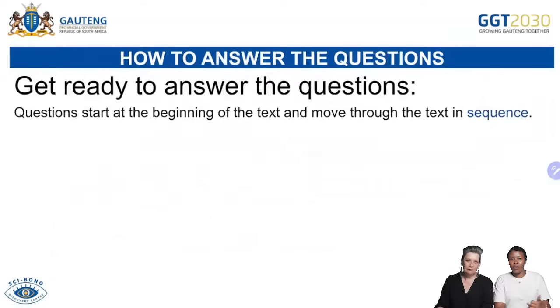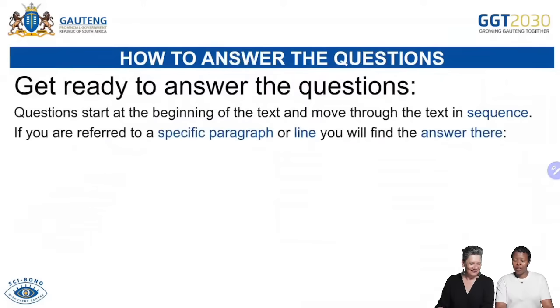There is no way that 1.1 can ask you for something that is in paragraph 7. No. We will look perhaps at paragraph 1, paragraph 2, or whatever the case, but it's sequential. So that is the first thing that you need to take into account. If you're referred to a specific paragraph or line, you will find the answers there. There is no way that the examiner will mislead you and say, go to paragraph 3 and the answer is in paragraph 5. So look into that paragraph and find the answer.